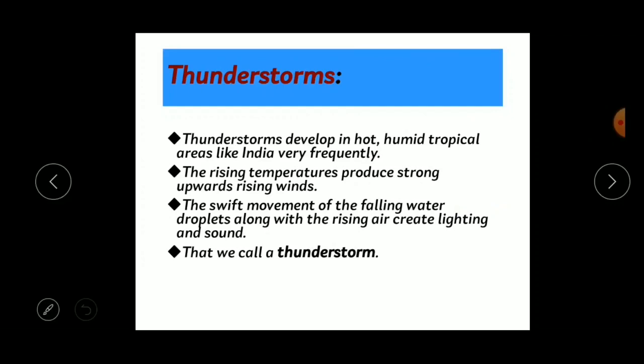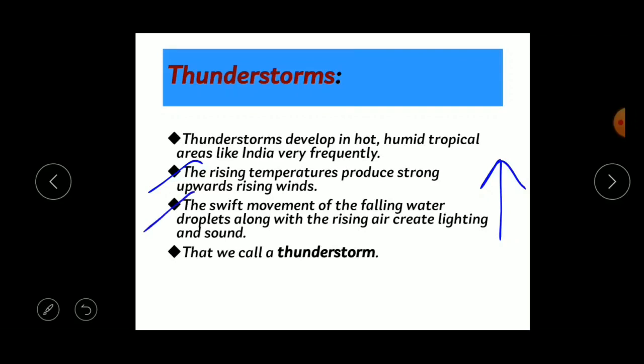Okay, so the next point is that rising temperatures produce strong upward rising wind. These tropical areas generally have higher temperature which causes the wind. These hot winds move upwards, and they also have water vapors within them which freeze, in the sense they will form clouds and fall on the earth as rain, right?